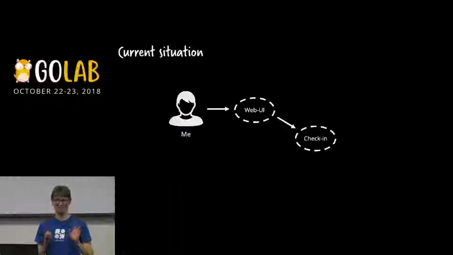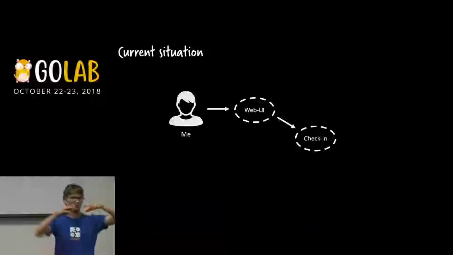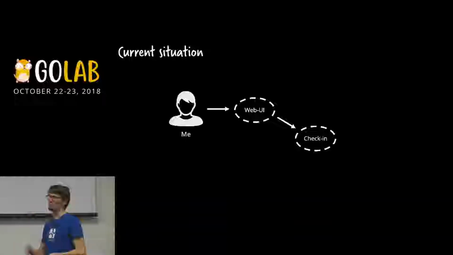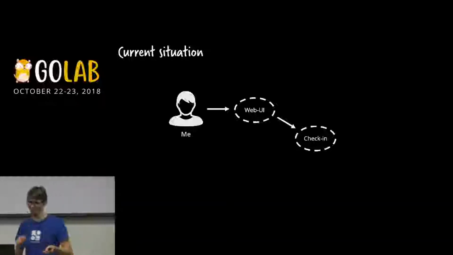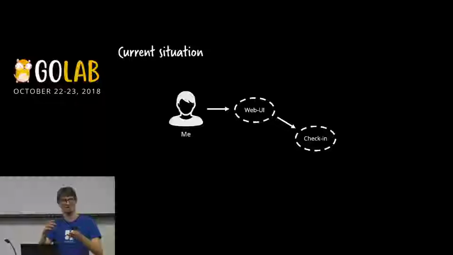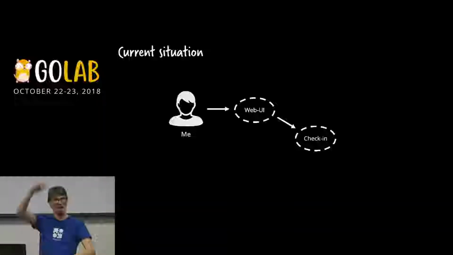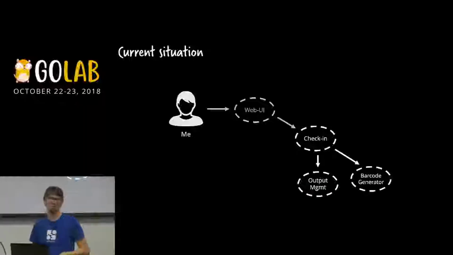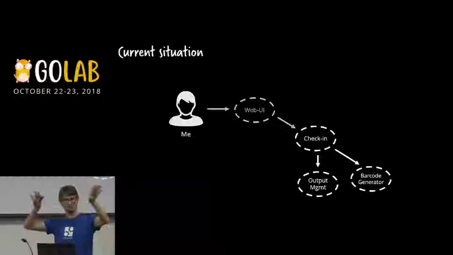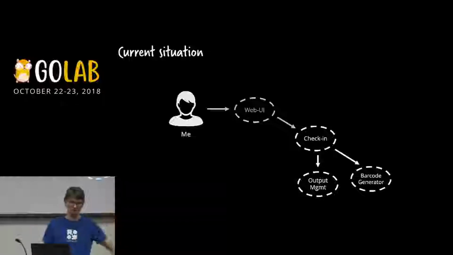So I envision it like this. It was me in front of the browser. Then there was a web UI serving the whole web page. It probably used a microservice which does the check-in. And in order to issue a boarding pass, you need these nice little 3D barcodes on the boarding pass, or a PDF if you want to print it out. That's normally done by upstream services. So I think there were other services involved, like the barcode generator or the output management.